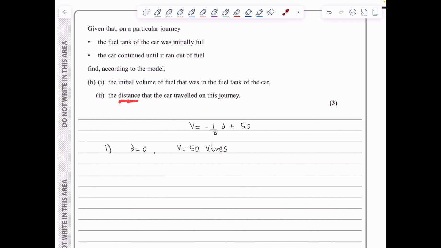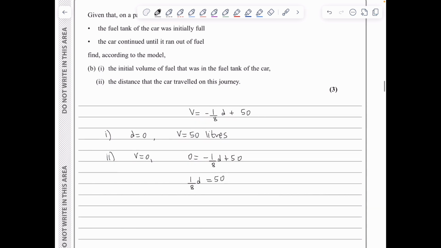To find the distance that the car traveled on this journey, we know that the car continued until it ran out of fuel. This means that we need to set capital V to be 0. So 0 is minus 1 over 8d plus 50, leading to 1 over 8d is equal to 50. And therefore, d, the distance covered, is 400, and this is kilometers.